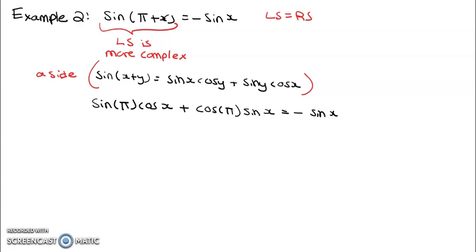Alright, if we evaluate this, sine pi has a value of 0, so this whole term cancels. Whereas cosine pi has a value of negative 1, so it ends up being negative 1 times sine x, which gives us negative sine x, which is also equal to the right side, negative sine x. Therefore, we have proven that this identity is true, and the left side equals negative sine x.